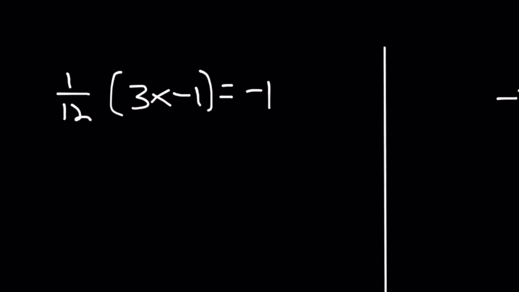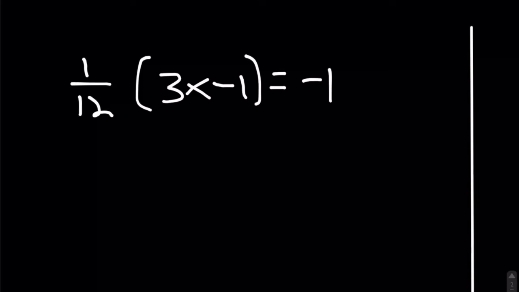Let's move on. Our next example is 1/12 times 3x minus 1 equals negative 1. In this case, we'd multiply x by 3, minus 1, and then multiply by a 12th. So you might have noticed that the first thing we gotta do is to get rid of that fraction. How are we gonna do it? We're gonna multiply both sides by the reciprocal. That's gonna be the most efficient.